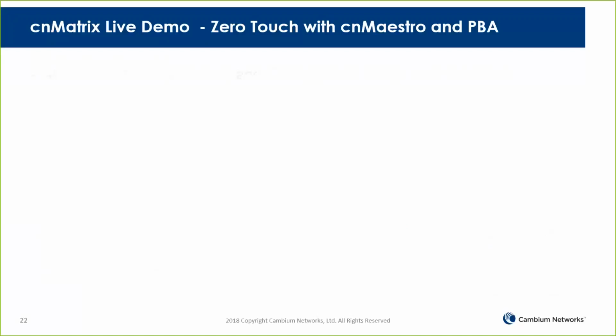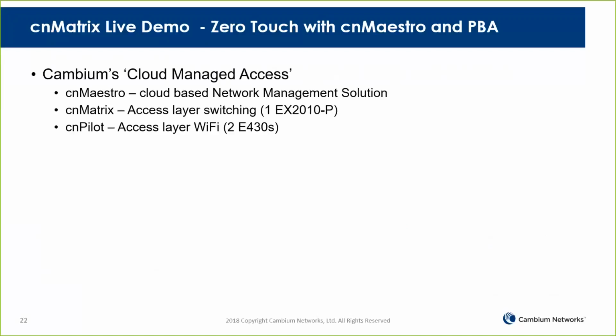So a little bit about this demo. Let me give you a quick walkthrough before I start. This is about Cambium's cloud managed access. We provide a complete solution for the access layer. We have cnMatrix for the wired switching, we have cnPilot for the Wi-Fi, for the wireless, and then we have cnMaestro to manage it all. In my demo today, I have cnMaestro running in the cloud. I have one cnMatrix switch, an EX2010, and two Wi-Fi access points.